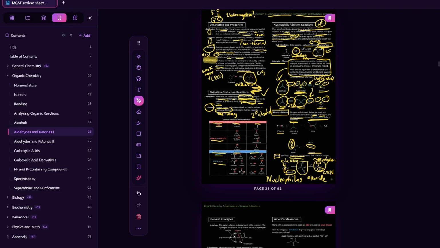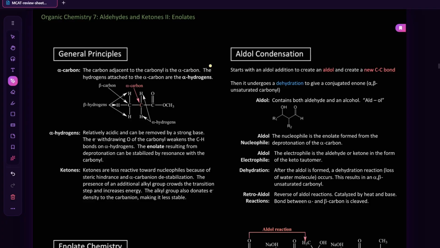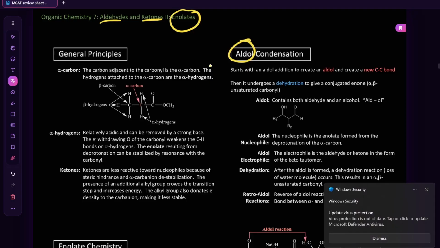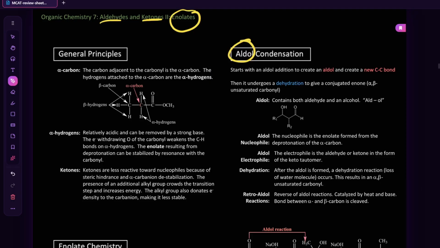All right, let's go. Okay, everyone, so now let's go over enolate and aldol chemistry. So we're going to be going over aldol, enolates, how aldehydes and ketones kind of have to do with this. Oh, my Windows security. All right, so last time we were talking about the carbonyl carbon.